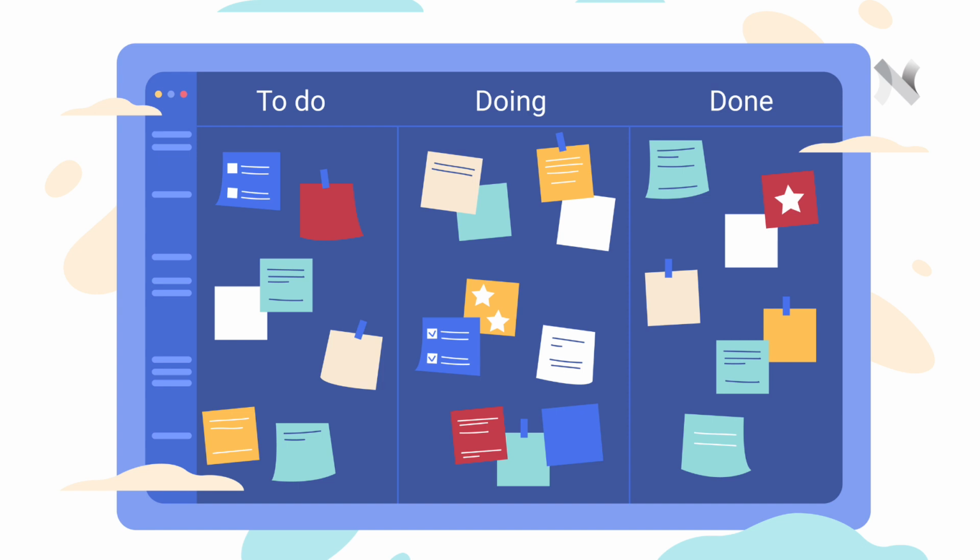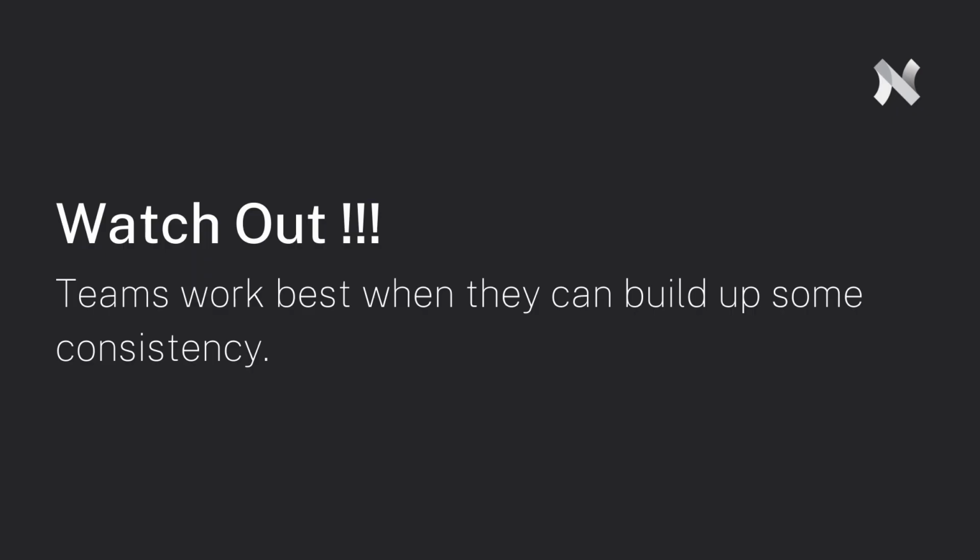Here's another incredibly common example. Most Scrum teams I know use a Kanban board to track their progress through their sprint. One word of warning though: watch out for too much change in how you do things. Teams work best when they can build up some consistency.